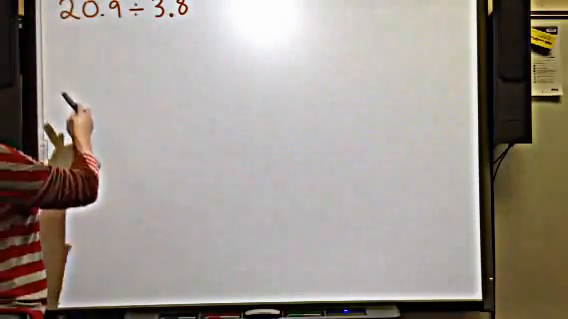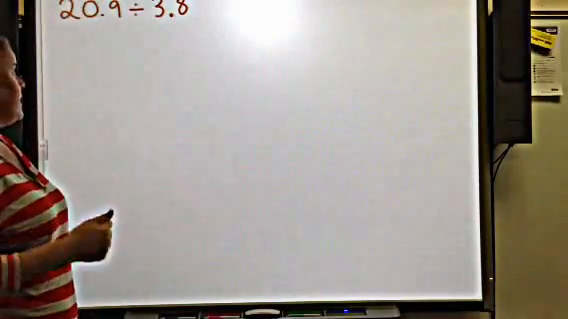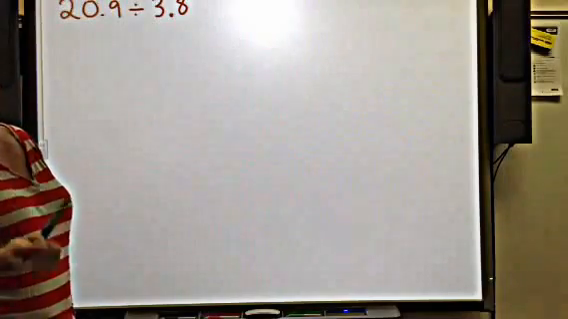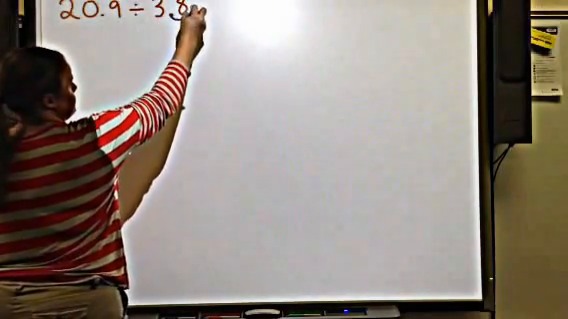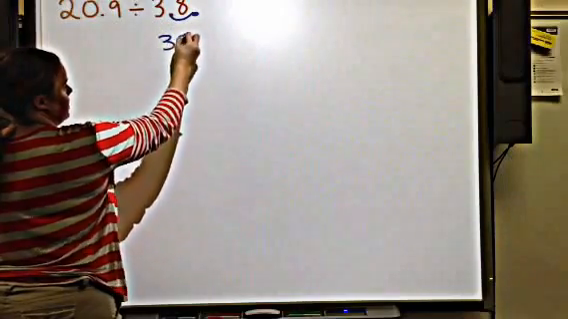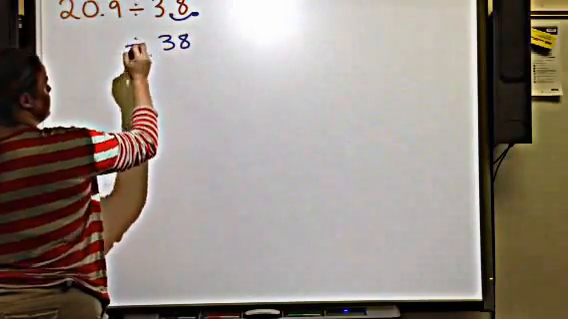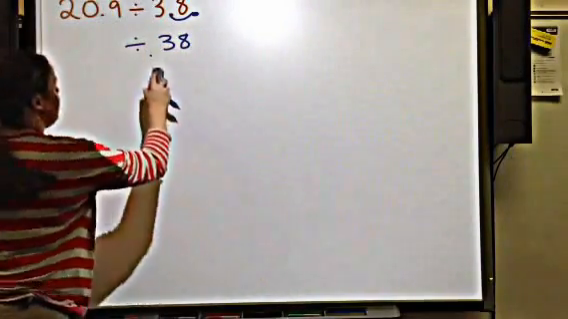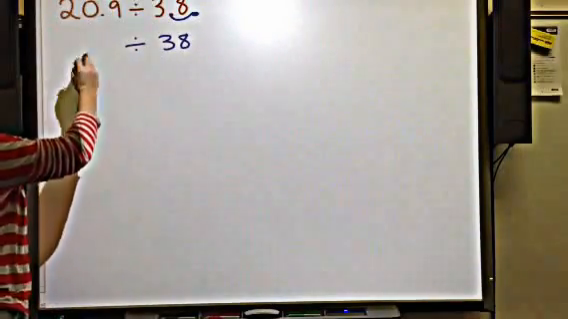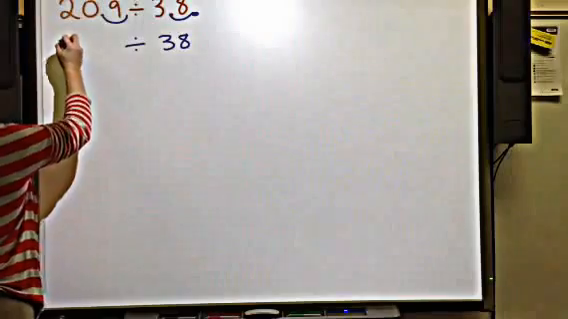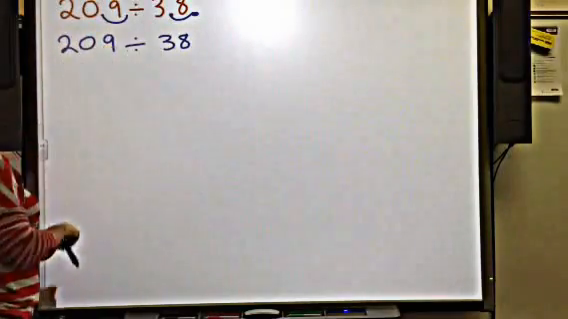Let's do one together. 20 and 9 tenths divided by 3 and 8 tenths. First step is to take your divisor and move the decimal to make it a whole number. If I move it here, we have 38. And then we do the same thing to our dividend. 20 and 9 tenths, move it one place, making it 209 wholes.